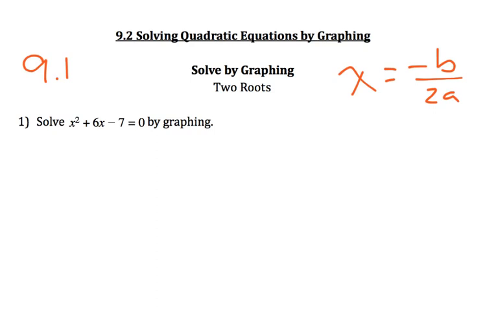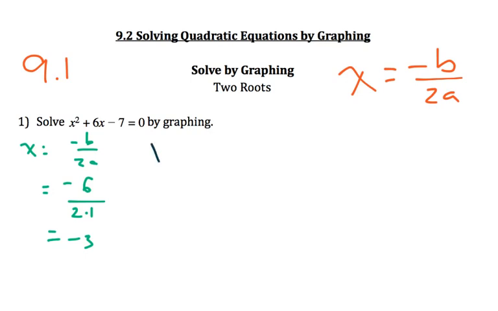As a start, on this problem, I'm going to write x is equal to negative b over 2a, and I'll plug in those different values. Well, b is 6, so it'll become negative 6 over 2 times 1, which in my head I can just say is negative 3.